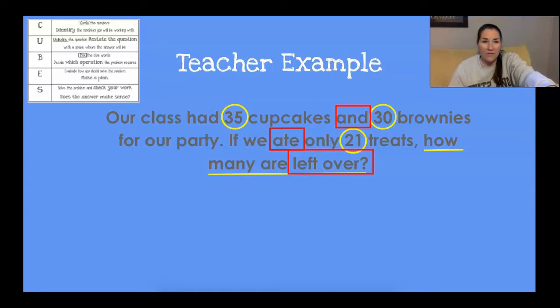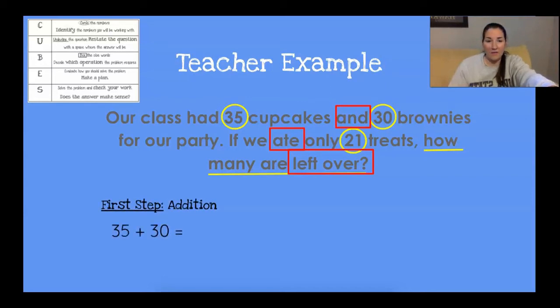So I'm going to take the first sentence because that gives me a clue first and see what that has me do first, and then I'll move on to the second one. So our class had 35 cupcakes and 30 brownies for our party. So I need to stop and think, what do I need to do with that sentence before I move on? That keyword of and tells me that I am adding. So my first step is going to be addition. I'm going to be adding 35 and 30. That's the cupcakes and brownies that we had for the party. So that means that we have 65 treats at the party. All right, that's step one.